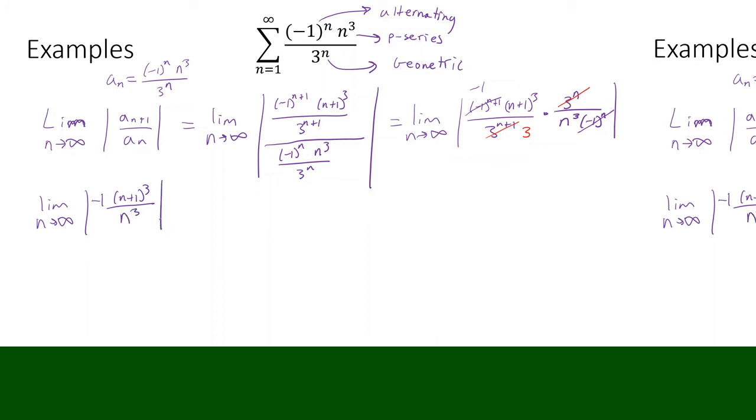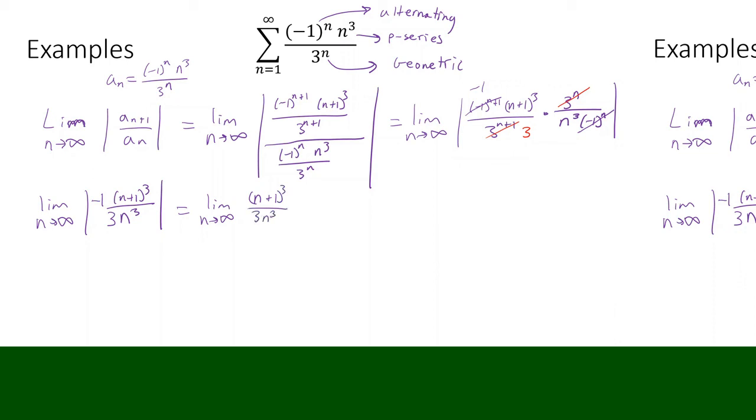And don't forget your 3 there. Okay, so then we're taking the absolute value, so that gets rid of the negative 1. So that's really nice. n goes to infinity. And then every other term is positive, so I can just rewrite it like this.